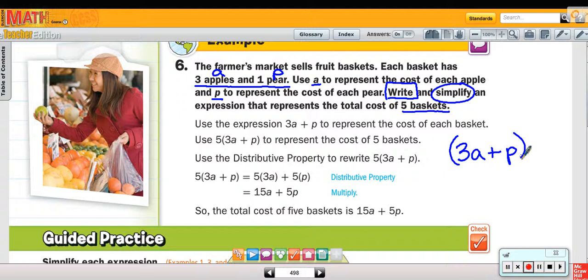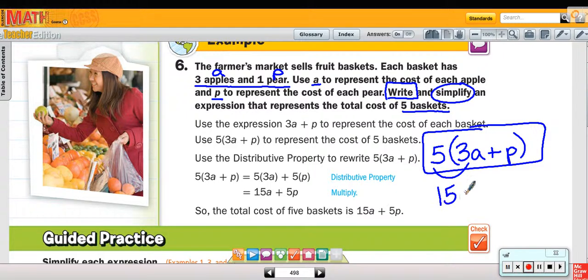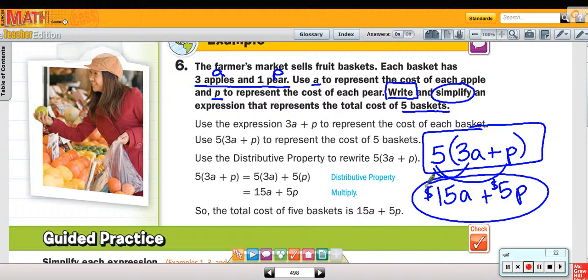How many baskets are we purchasing? 5. So I want 5 groups of that. This right here is the expression. Now I need to simplify. What's 5 times 3a? 15a. And what's 5 times p? 5p. This is money, right? So I need dollar signs. This right here is my simplified expression. Does that make sense for write and simplify?